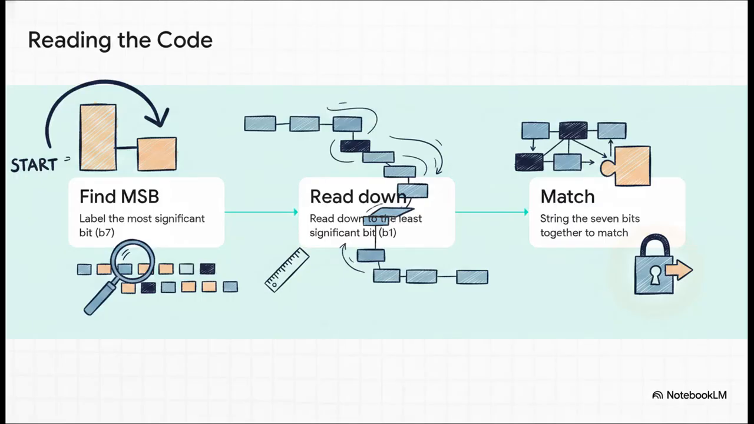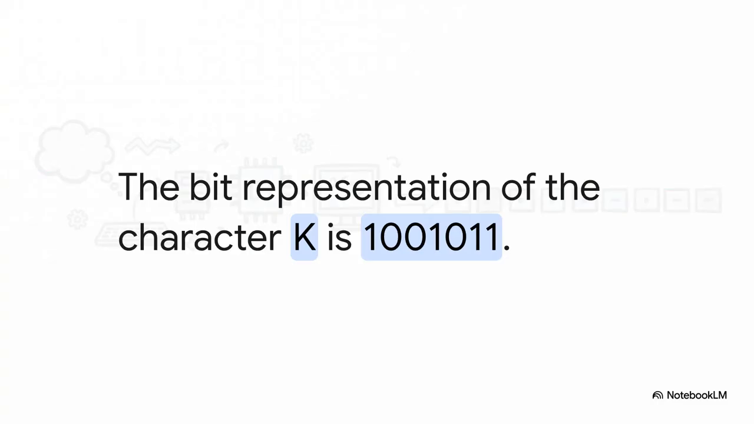So, how do we actually read this thing? Well, the bits are labeled in a very specific order. You always start from the most significant bit. That's labeled B7. And you read your way down to the least significant bit, which is B1. Once you string those 7 bits together in order, boom, you've got your match. Let's make this concrete. Say you hit a capital K on your keyboard.